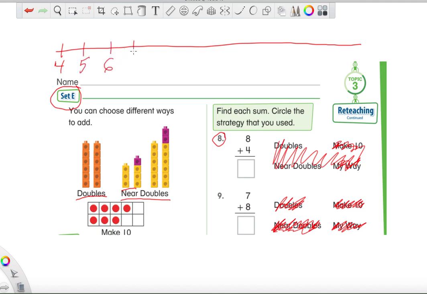So if you don't have a number line, you can draw one with me. Making a number line is one of those nice, quick, easy things we can always do to help us solve any equation.